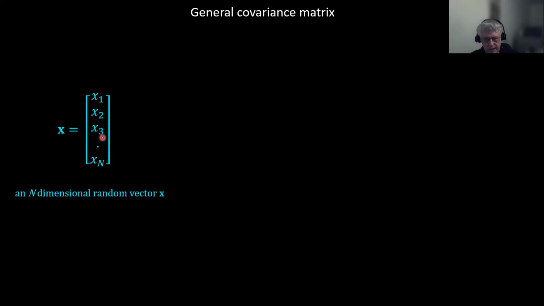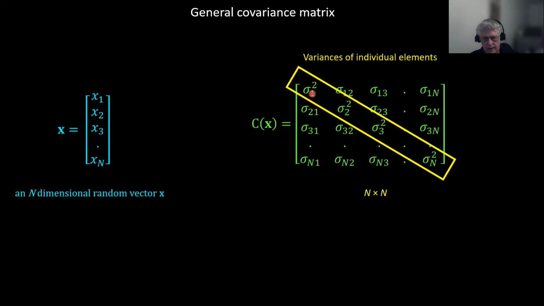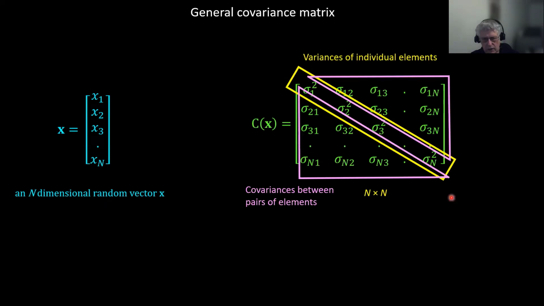So let's generalize this. Here's an n-dimensional random vector x. To characterize the variability of its elements, we need an n by n covariance matrix Cx. The variances are down the diagonal of the individual elements. The off-diagonal elements tell me the covariance between any pair of elements.